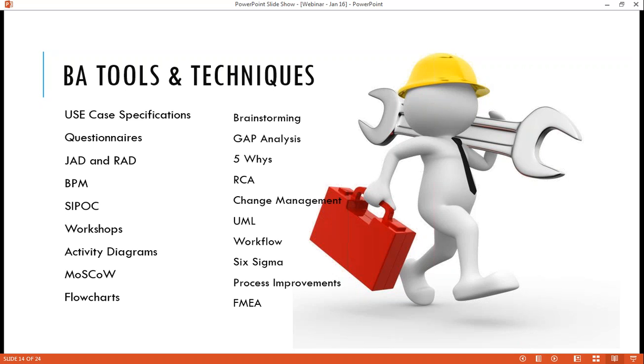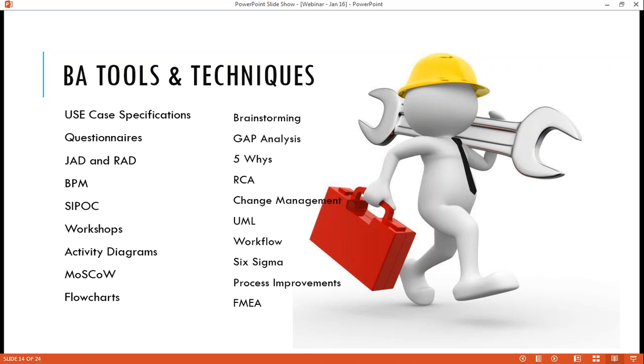RCA is nothing but root cause analysis. You do the fishbone diagram, where if you have a problem, you decide what the root cause for that is. We will go through the fishbone diagram.